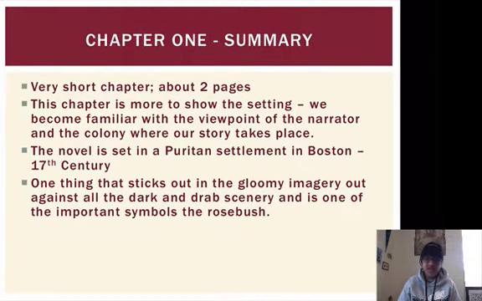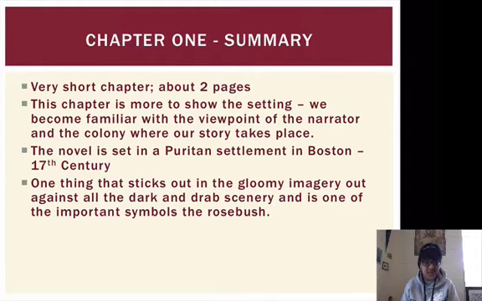So chapter 1 is very short. It's 2 pages, and this chapter is more about showing the setting. We become familiar with the viewpoint of the narrator as this third-person, omniscient narrator who knows about the colony. So the colony is where our story takes place. We realize that it's a Puritan settlement in Boston.